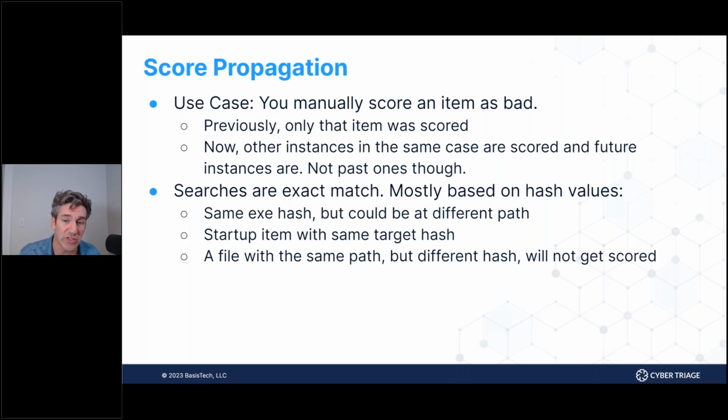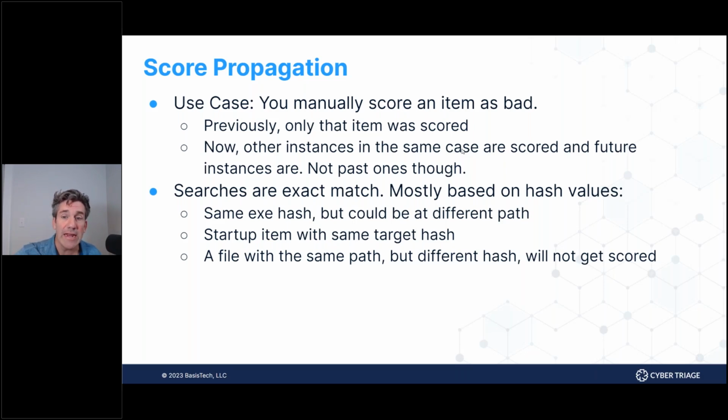So there's two scenarios here. One is hosts that are already in the same incident. I use the word case here. This should be incident. In the same incident, hosts that are already there will also get scores. So if you've got 5 hosts in an incident, you start looking at one, you score something as being bad, and it's in 3 of the others, it'll now tell you it's in those 3 and automatically score them as bad so you don't miss them as you move along.